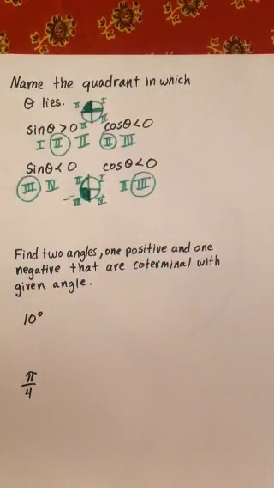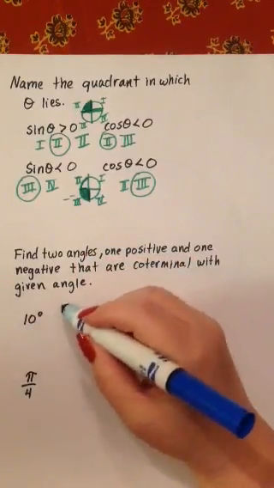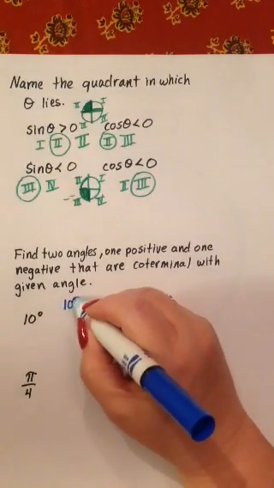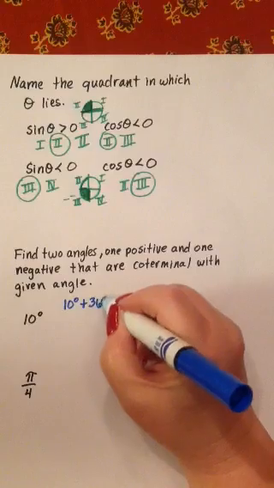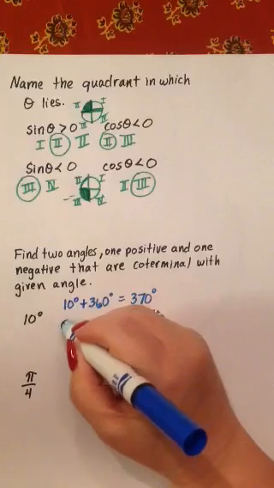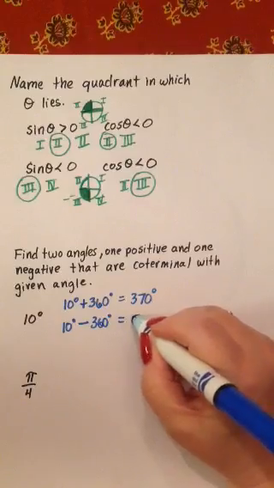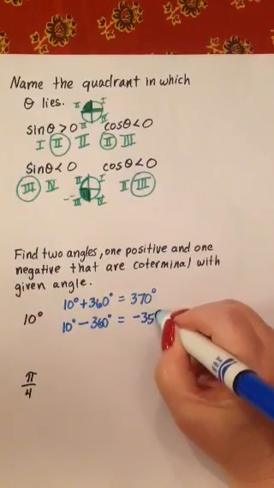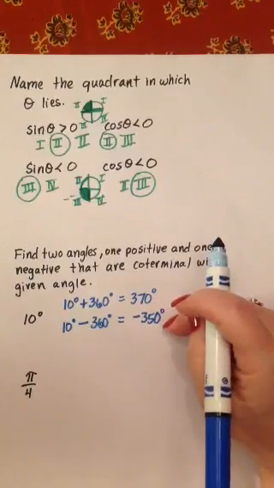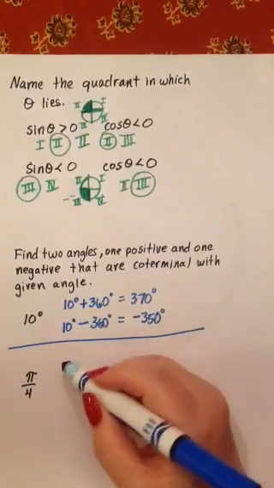All right, our next topic here is find two angles, one positive and one negative, that are coterminal with a given angle. So this is how you approach this. The first problem said 10 degrees. So all you do is you go 10 degrees plus 360, and that would give us 370 degrees, and 10 degrees minus 360, and that would give us negative 350 degrees. So that's the positive and that's the negative. Easy enough, right?